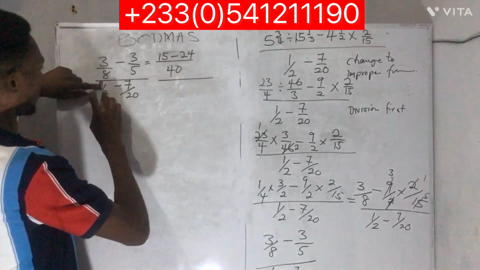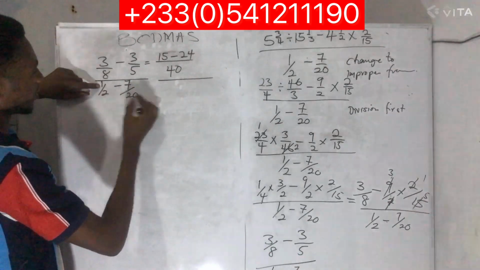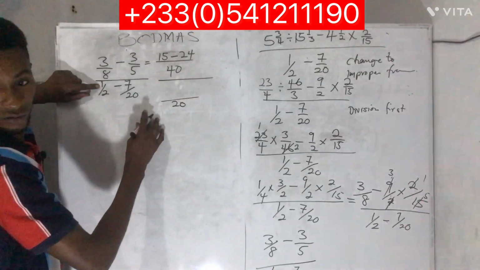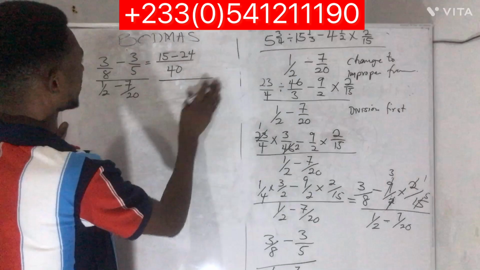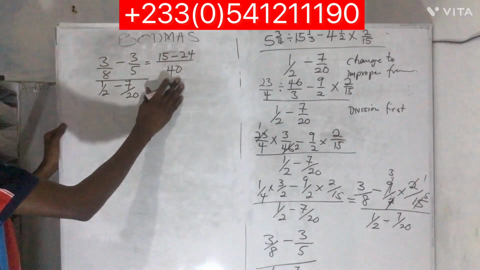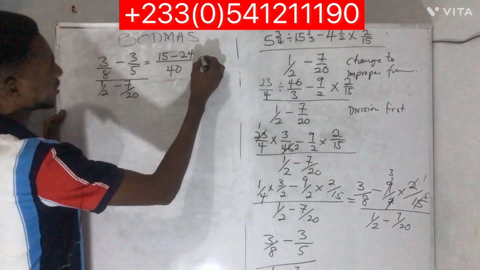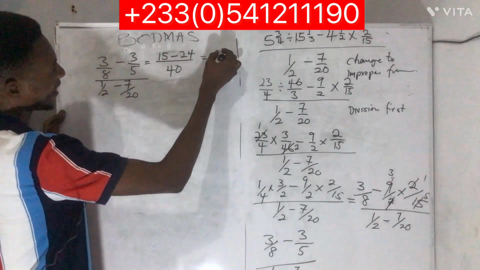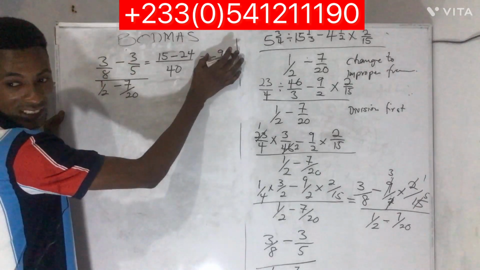Now we have this. So the LCM of this will be what? 20. Are you getting confused? Are you confused? Alright. But do you understand to this stage? This is for only this one. Okay, let's go. So this is going to be equal to minus what? 9 over 40. Do you understand this one?